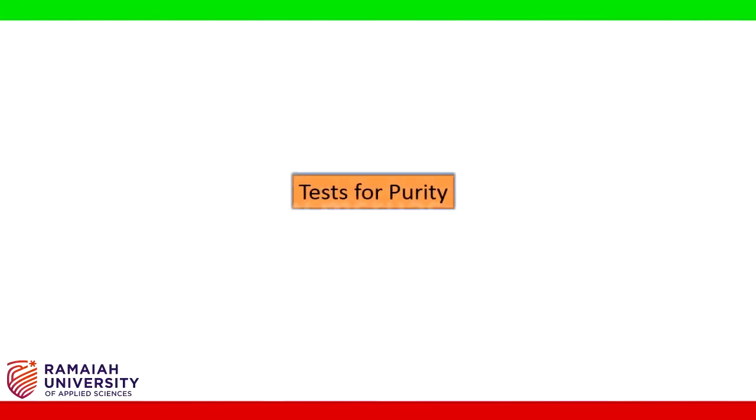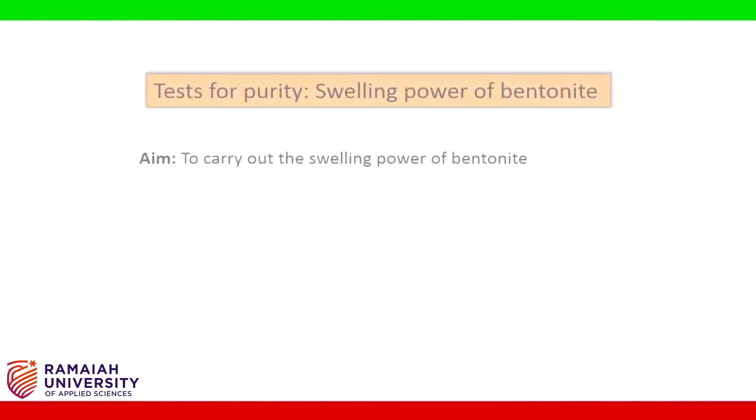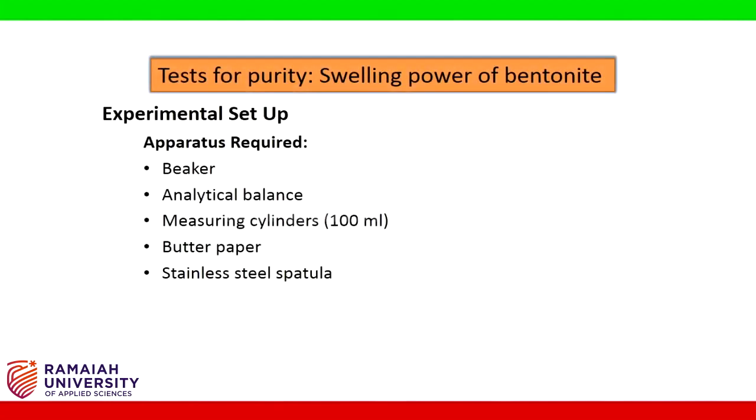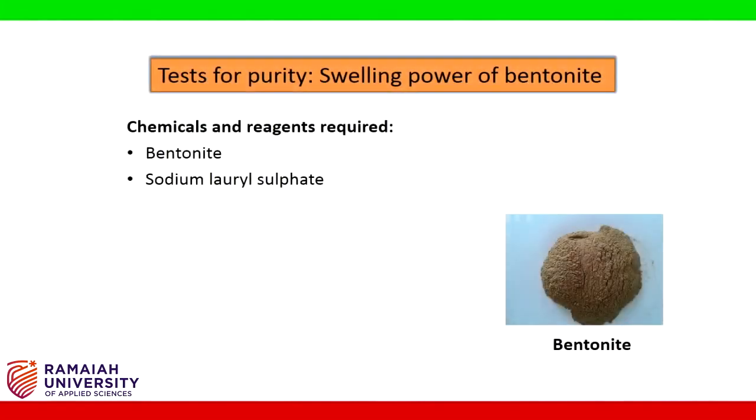Hi students, today we'll perform test for purity. Aim: to carry out the swelling power of bentonite. Experimental setup, apparatus required: beaker, analytical balance, measuring cylinders, butter paper and stainless steel spatula. Chemicals and reagents required are bentonite and sodium lauryl sulfate.